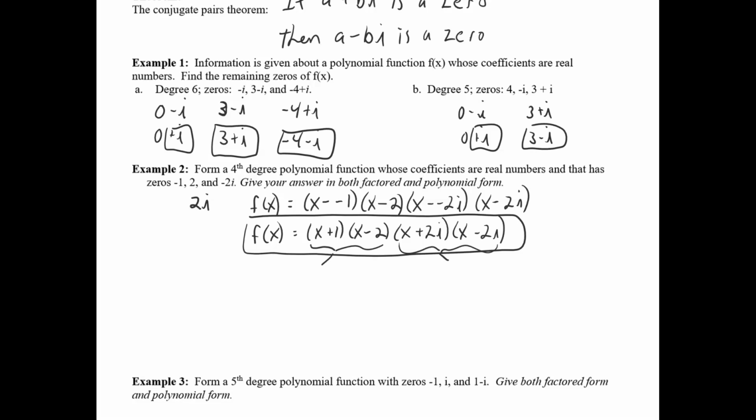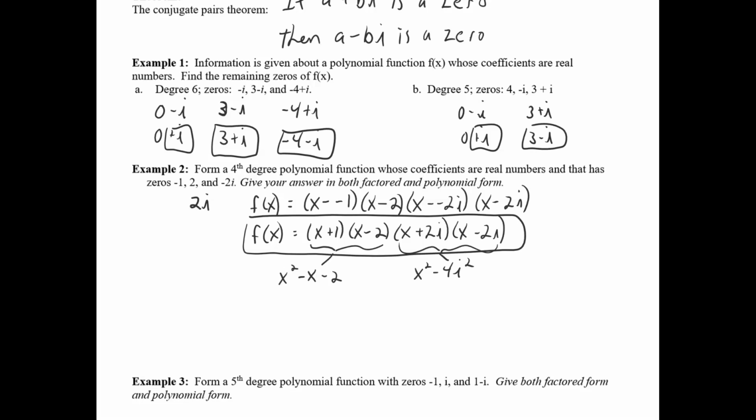All right, so with these two, I get x squared. The inners and the outers are plus 1x minus 2x, that's minus x. And then the last times the last is minus 2. Okay, when I multiply these two, I get first times first is x squared. The inners and the outers will cancel, and we get minus 4i squared, which is really plus 4.